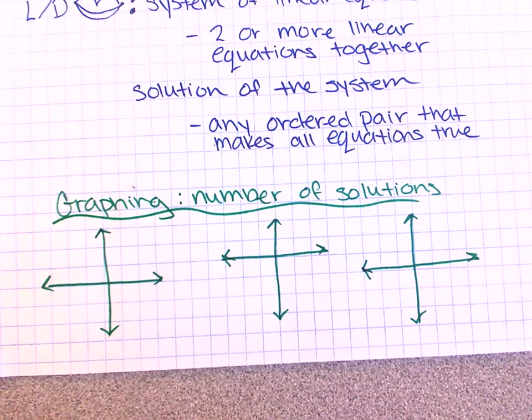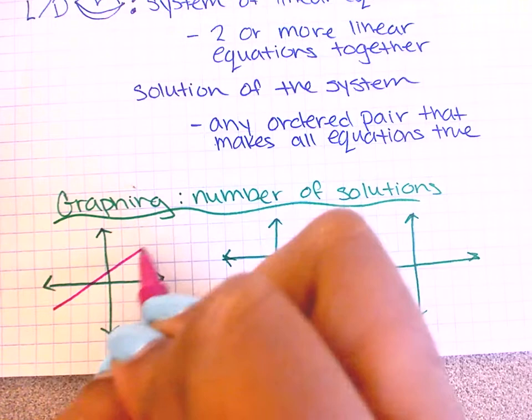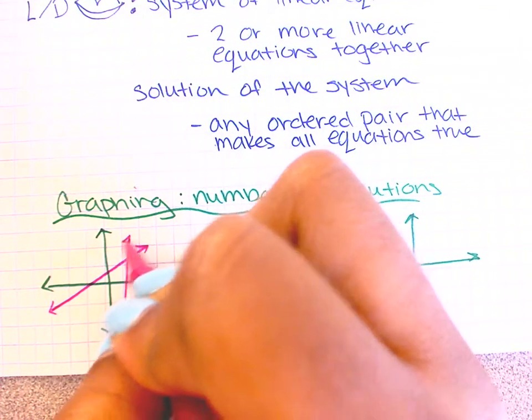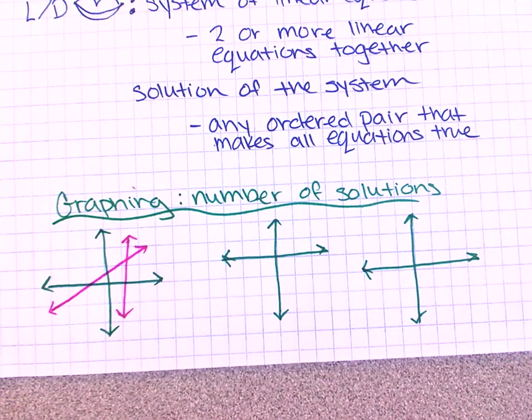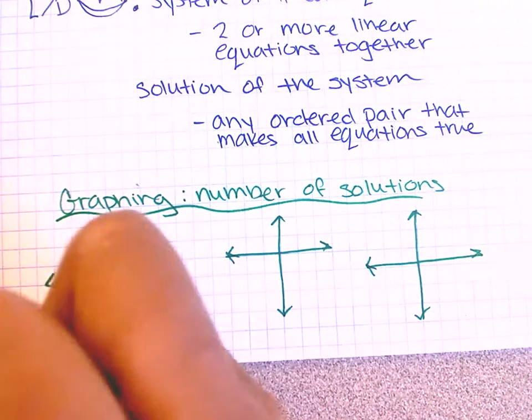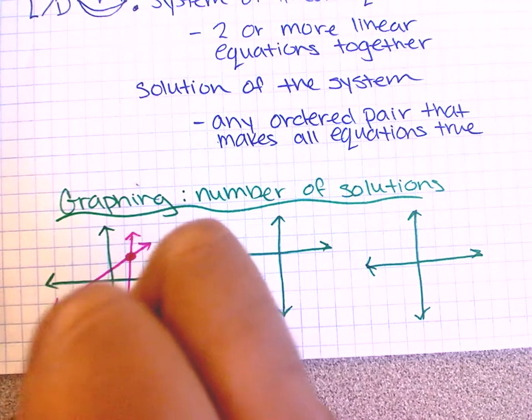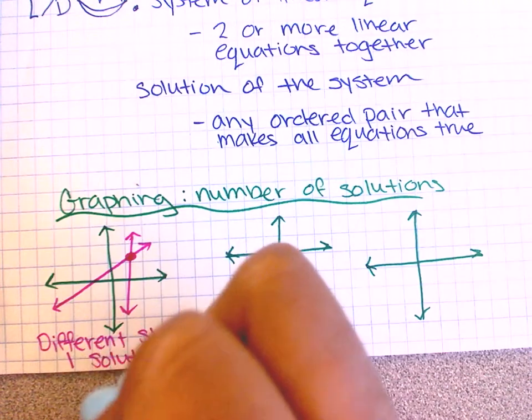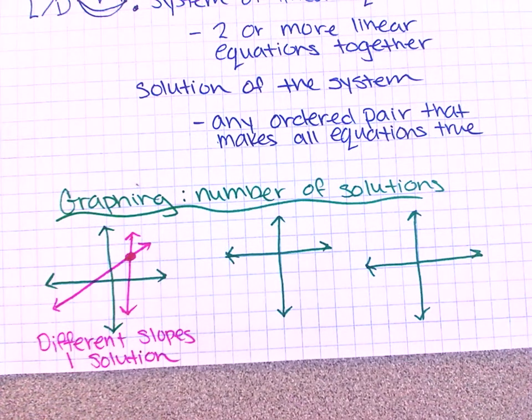The first one looks like this. Draw a line across. And then draw a line intersecting the other line. That's your first type. This type has different slopes with one solution. The slopes are different. The rise over run is different, or else they'd be parallel. And they only have one solution, which is where they cross right here. That's their one solution. So go ahead and write that down. Different slopes, one solution.